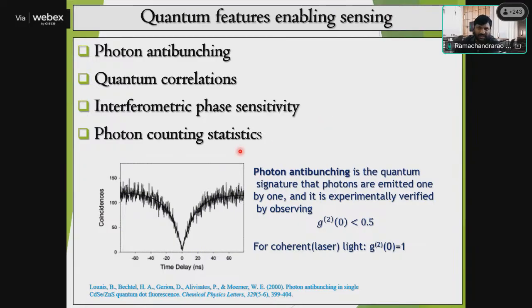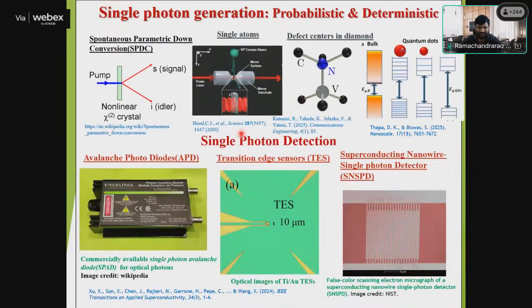And most importantly, the photon counting statistics. So how many photons are coming each time? That will tell us whether you have sub-Poissonian statistics or super-Poissonian statistics. These four features, everything is quantum, and that enables much higher sensing. This is a very, very important point for the single photon sensor.